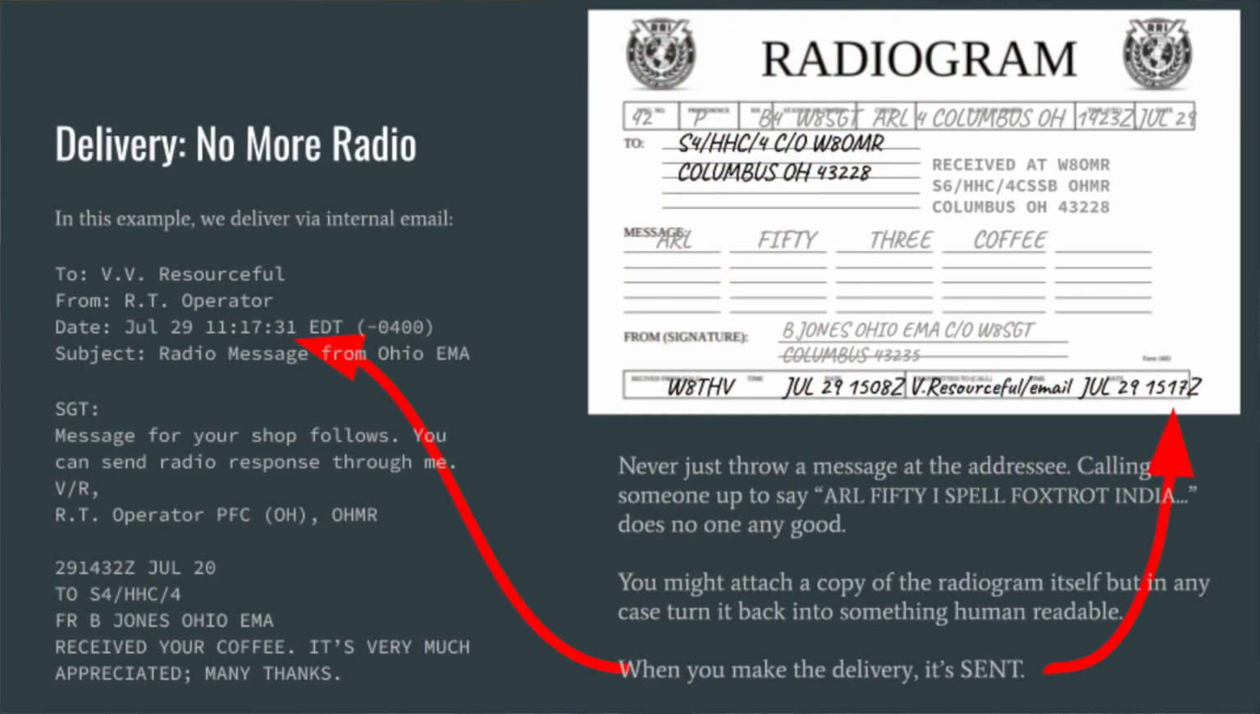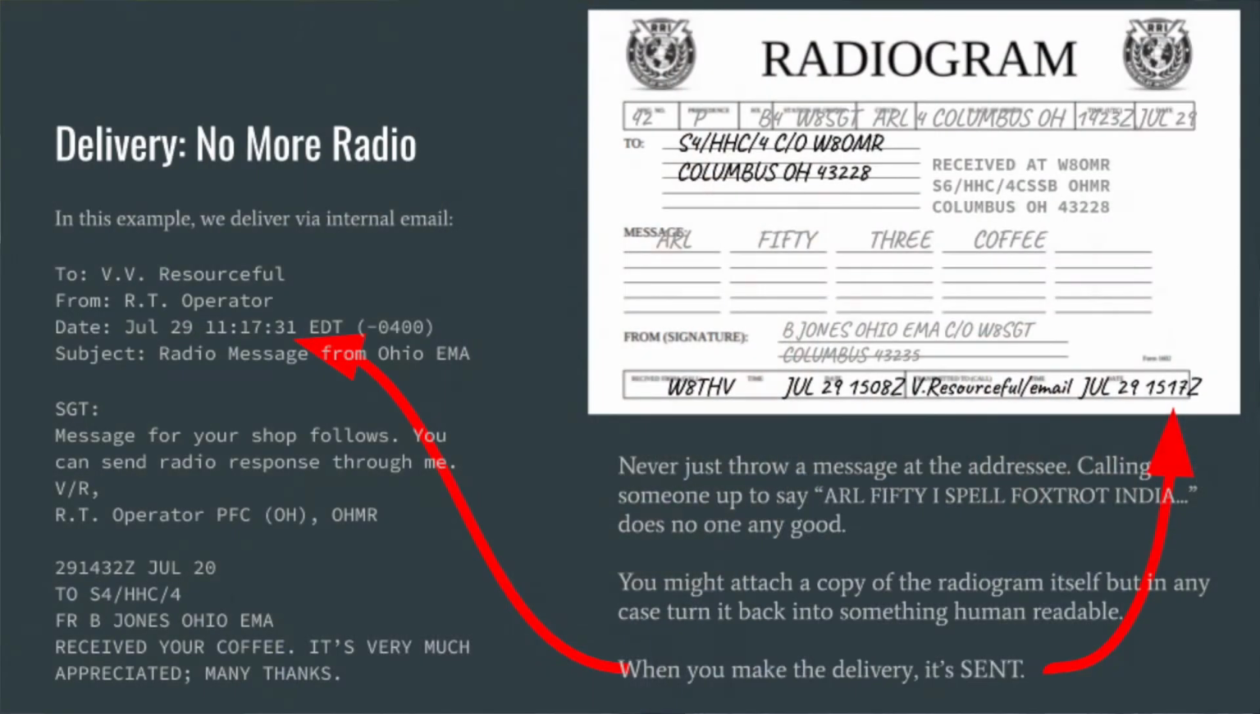So in this particular example, we're going to look at the idea of delivery by email, local email. In this particular case, the RT operator at the station W8OMR has received this message and is now in the process of delivery, drafting up an internal email message to VV Resourceful, who is going to be over in the S4 as indicated by the routing information up in the to field. That station is able to understand what that means, and so we'll direct it to the right place.